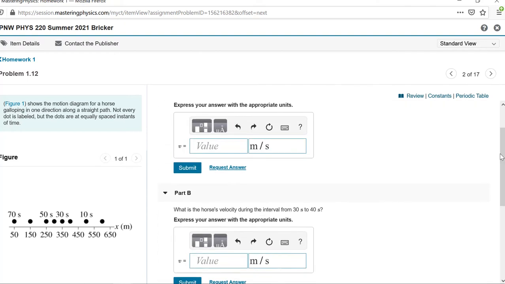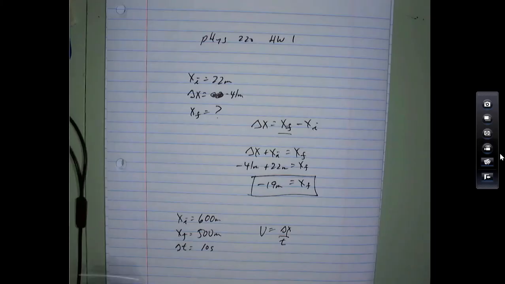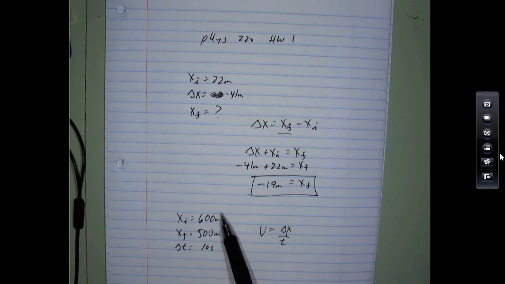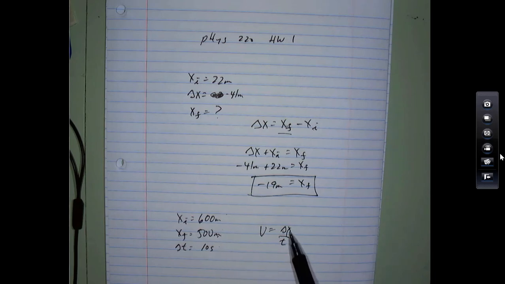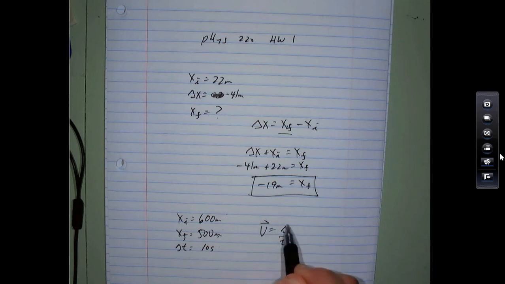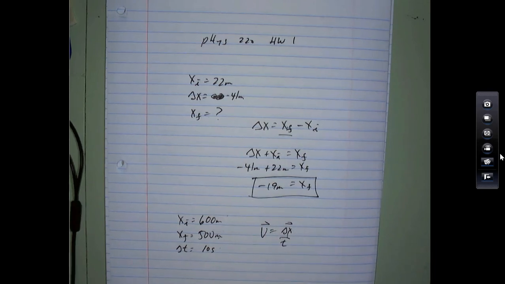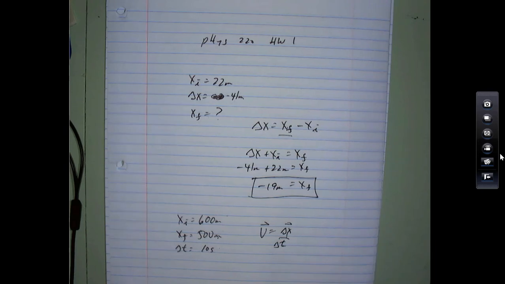Okay, let's take a look at this. So again, we start at 600 and we end up at 500, so initial, final. This took 10 seconds. The velocity is delta x over delta t. Probably we have a little bit of vector sign here. That just means make sure that you take into account the direction. Sometimes this is just called t when the initial time is 0. I'll just keep calling it delta t, which is 10 seconds in this question.